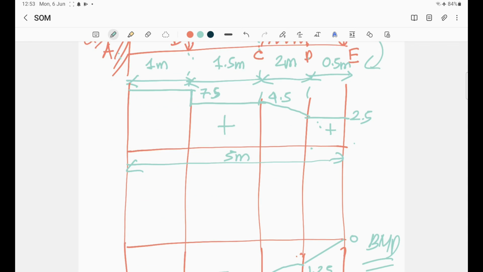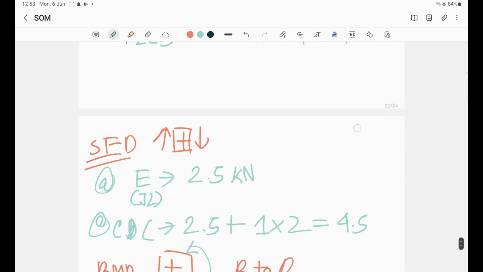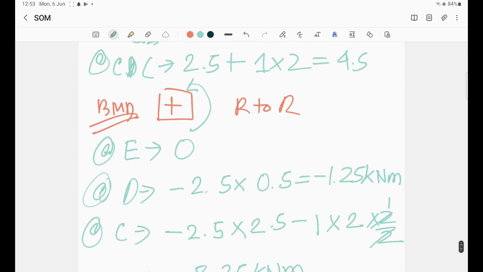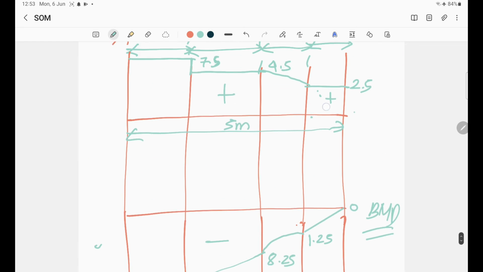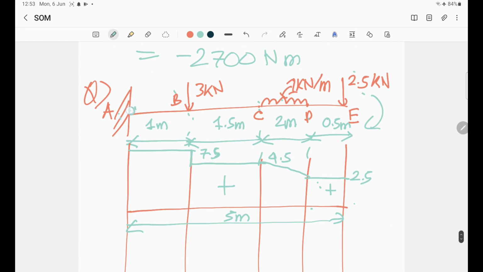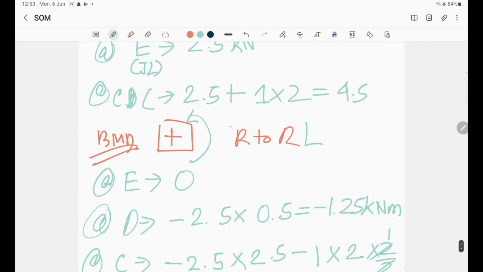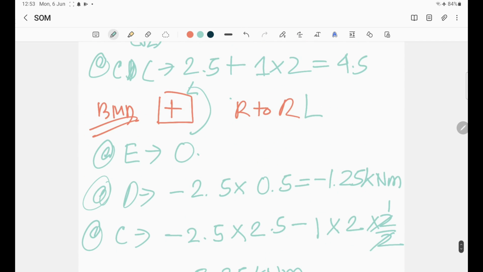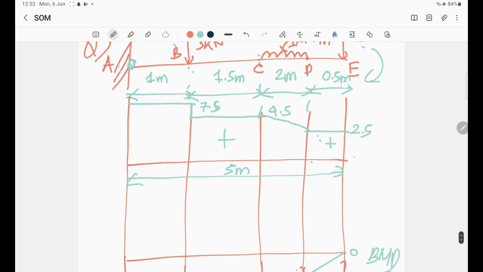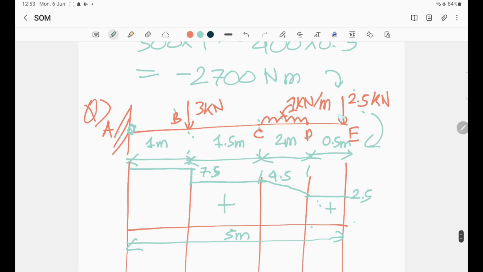And for the bending moment diagram, we'll find out step by step. Okay, so for the bending moment diagram, we are going from right to left here. Right to left means anti-clockwise is positive. Now you can see, if you're keeping A as fixed, all the loads are acting in the clockwise direction, so everything will be negative, so no need to take care of the sign. So at E, the bending moment will obviously be 0. We are starting from E, there is no distance, it will be 0.